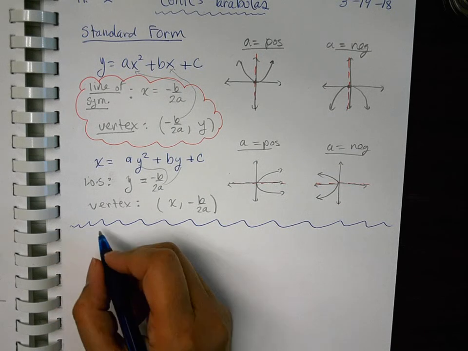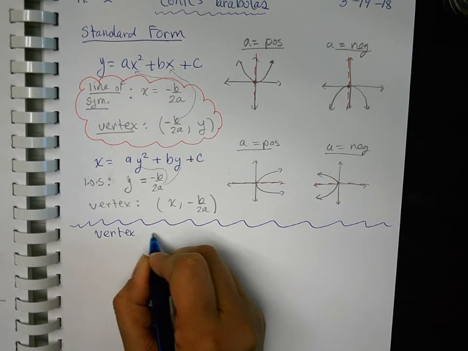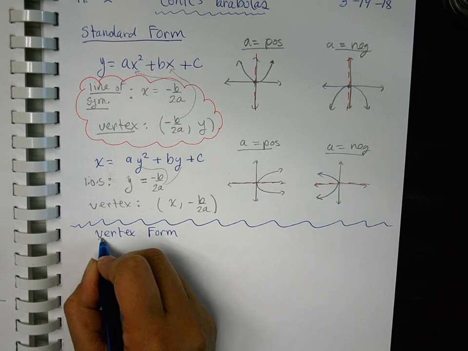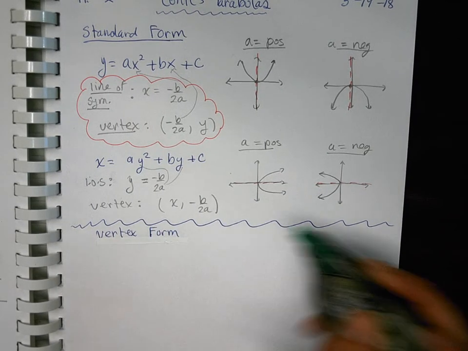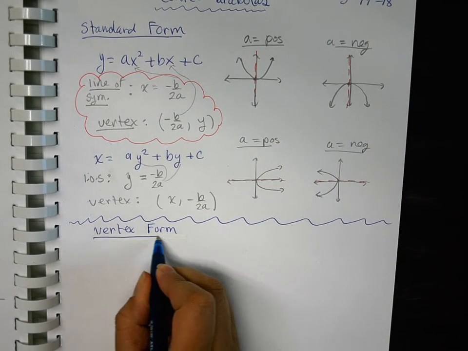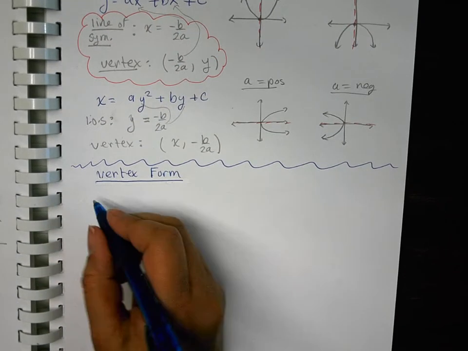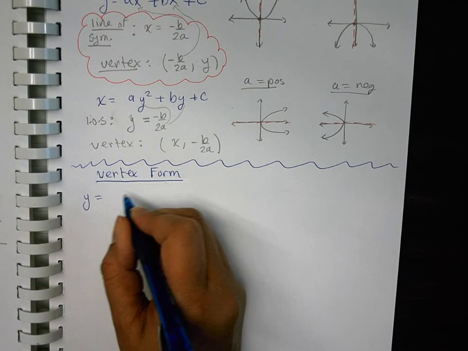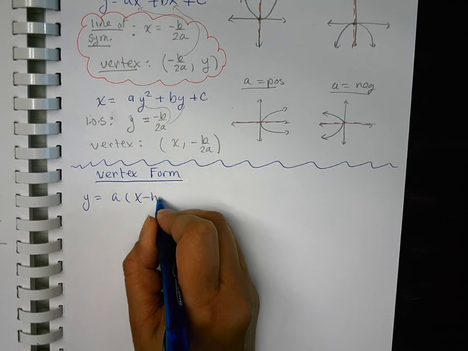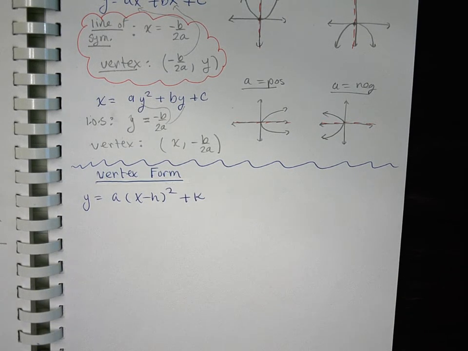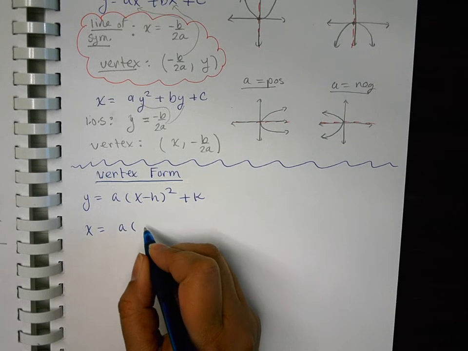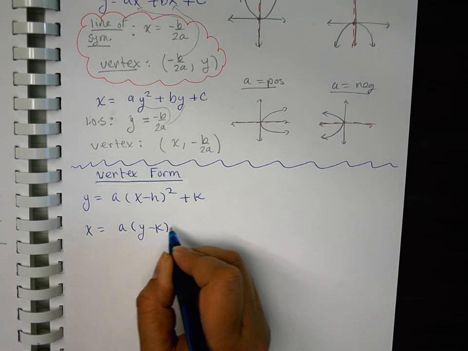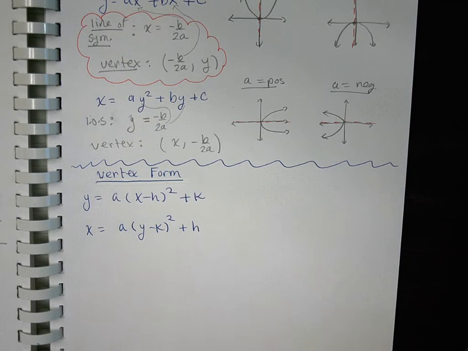None? All right, vertex form. And I'm going to call it review, but not sure if you guys dealt with it this way, if you wrote it a little different. All right, y equals a parentheses x minus h quantity squared plus k, or x equals a parentheses y minus k quantity squared plus h.